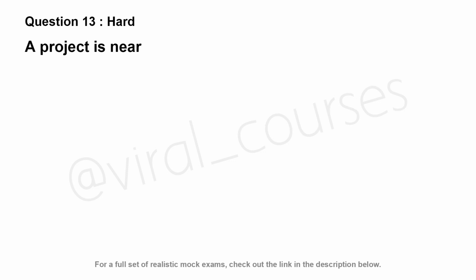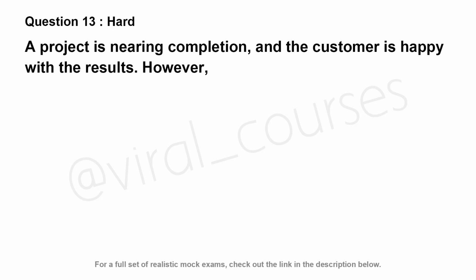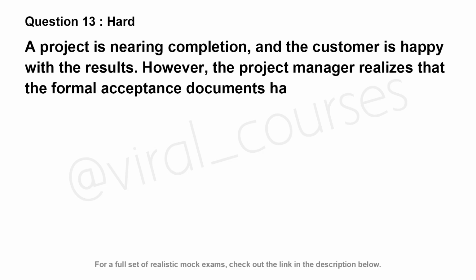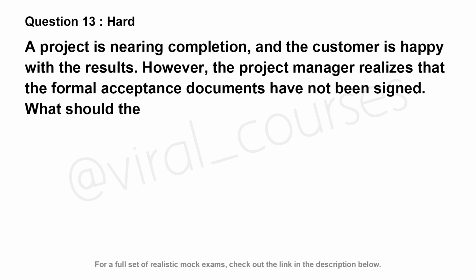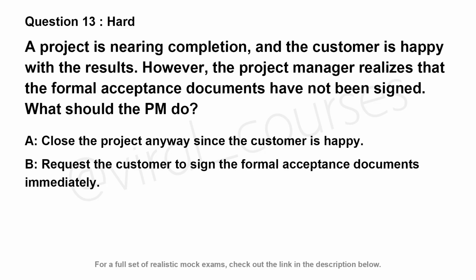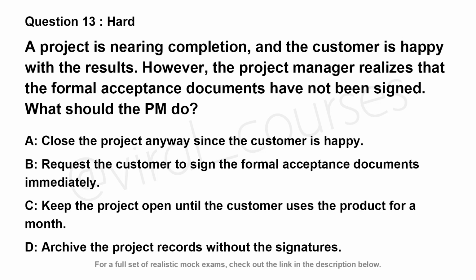A project is nearing completion, and the customer is happy with the results. However, the project manager realizes that the formal acceptance documents have not been signed. What should the PM do? Option A, close the project anyway since the customer is happy. Option B, request the customer to sign the formal acceptance documents immediately. Option C, keep the project open until the customer uses the product for a month. Option D, archive the project records without the signatures.